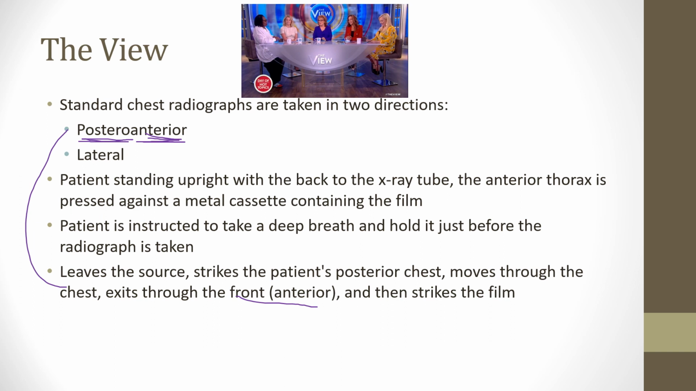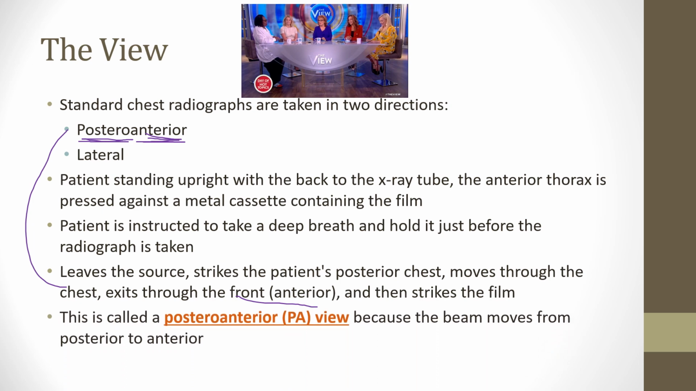So their posterior is facing the x-ray, their anterior is facing the film or the cassette, right? So an AP means it's coming through the anterior, right? Because it's anterior, posterior. So it's coming through the anterior part of their chest, and it's exiting the posterior part of their chest where their back is lying against that cassette, right? So you sort of know the difference there.